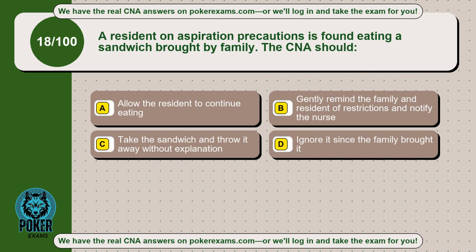Question 18. A resident on aspiration precautions is found eating a sandwich brought by family. The CNA should: Option A, allow the resident to continue eating. Option B, gently remind the family and resident of restrictions and notify the nurse. Option C, take the sandwich and throw it away without explanation. Option D, ignore it since the family brought it.